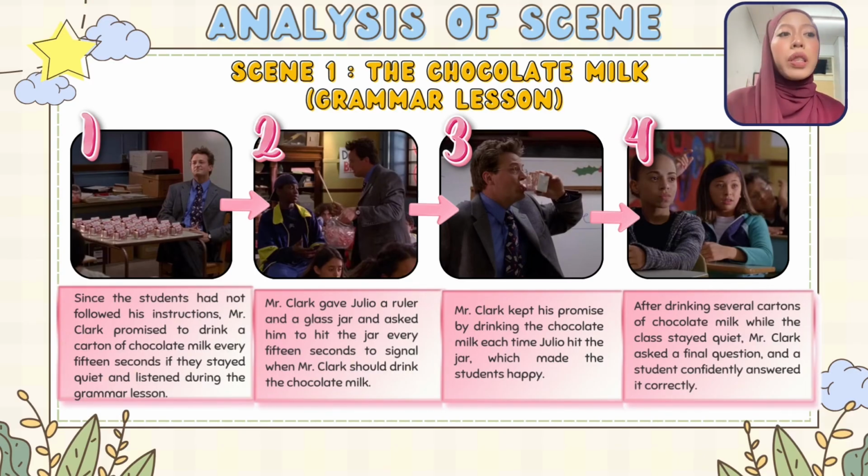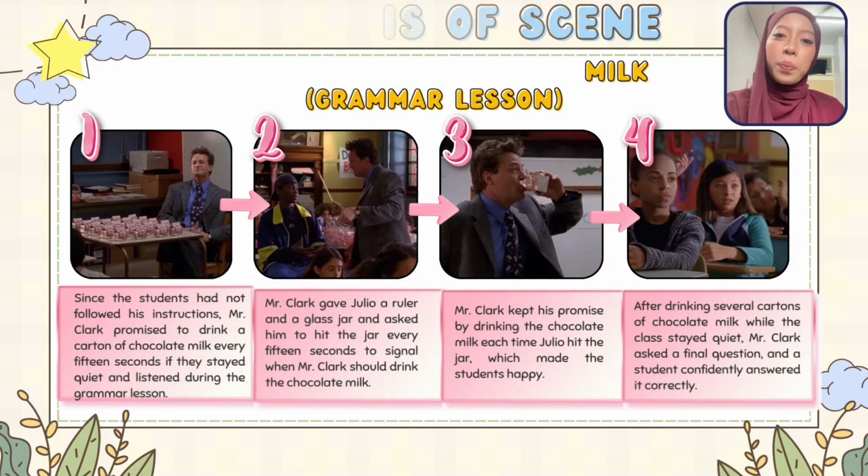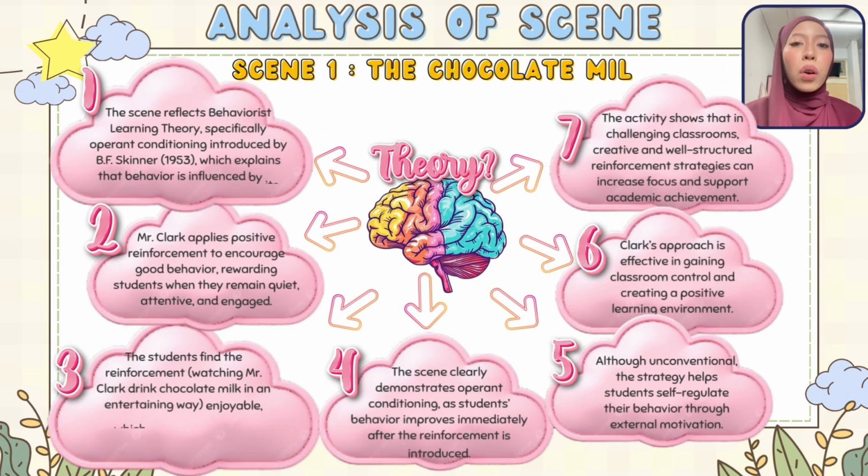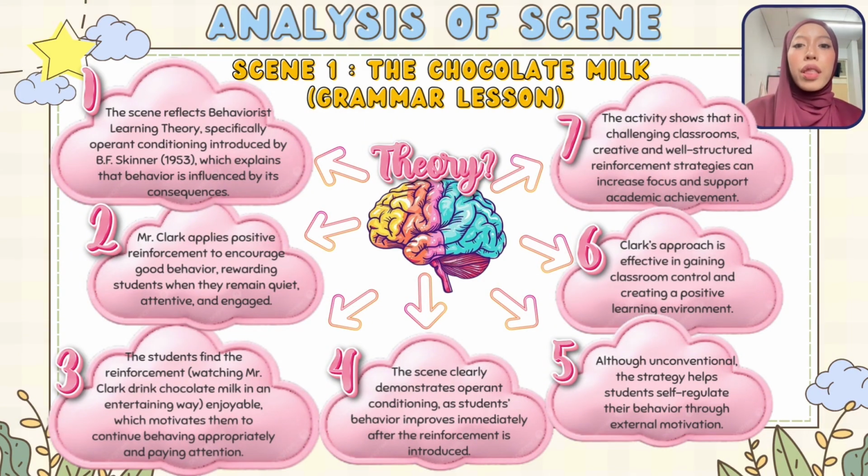And then, Mr. Clark kept his promise by drinking the chocolate milk each time Julio hit the jar, which made the students happy. Lastly, after drinking several cartons of chocolate milk while the students stayed quiet, Mr. Clark asked a final question and a student raised her hand and confidently answered it correctly. Now I will explain what theory or concepts relate to this chocolate milk scene.